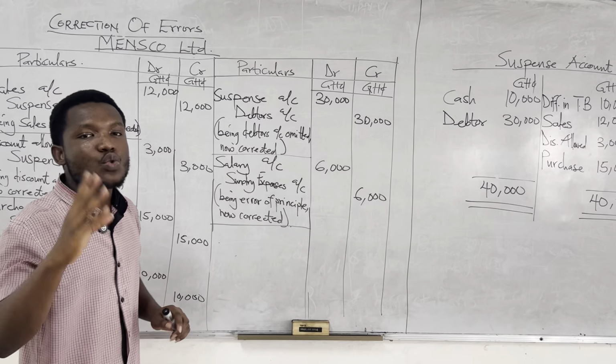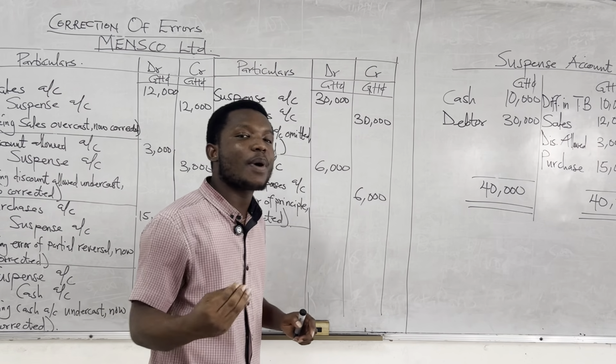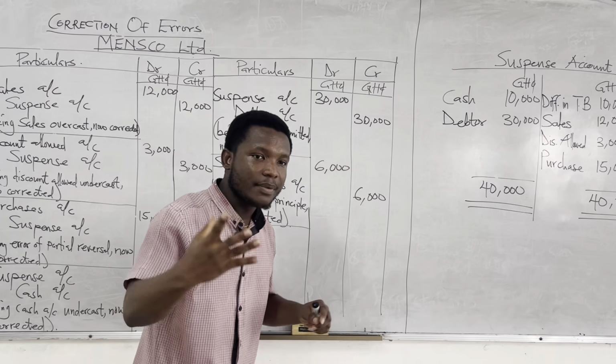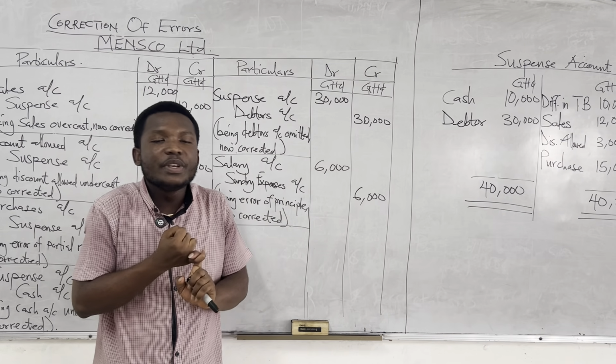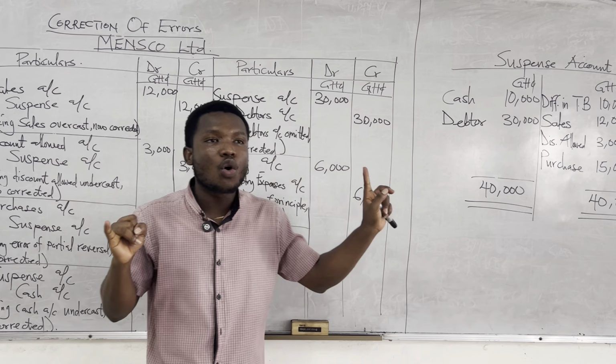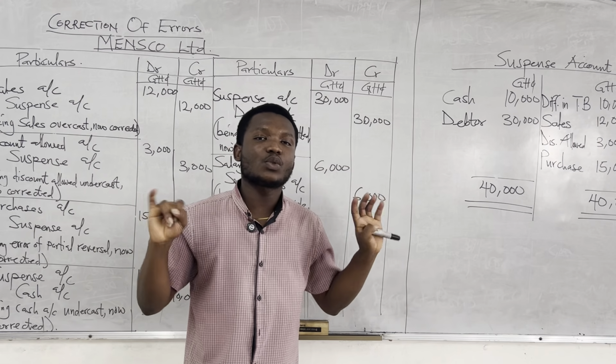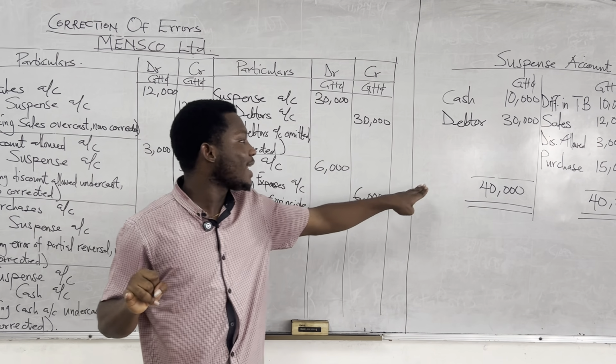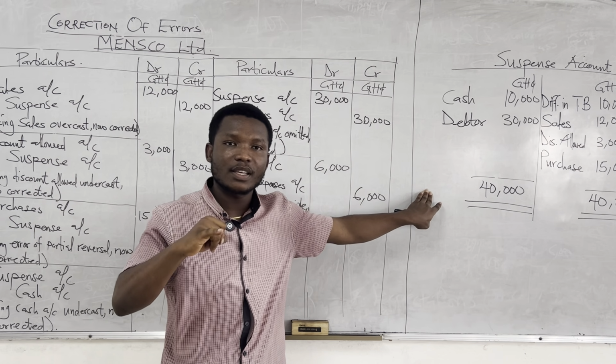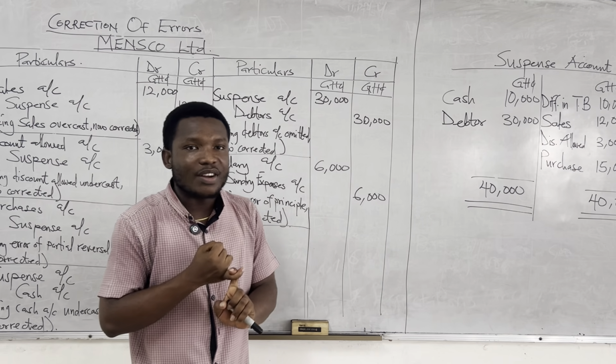And the errors that do not affect the agreement of the trial balance, we have about 7 or more. It's many. We have error of omission. Omission means you didn't record it at all. So it won't affect the agreement of the trial balance. The trial balance will balance, but you won't get the agreement. You understand? So you didn't record the transaction at all.